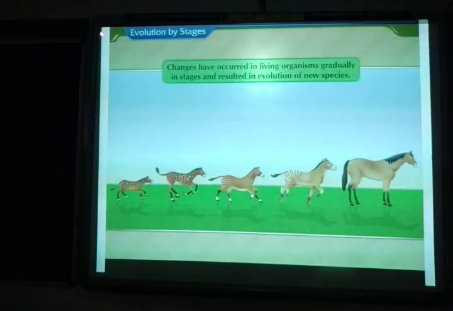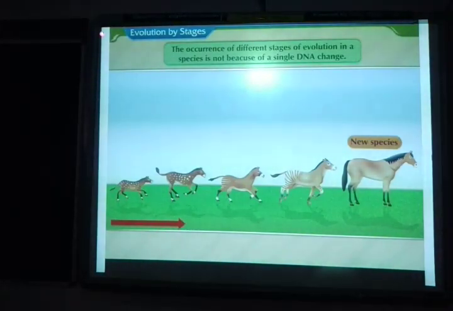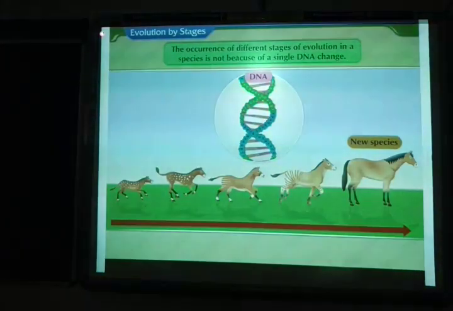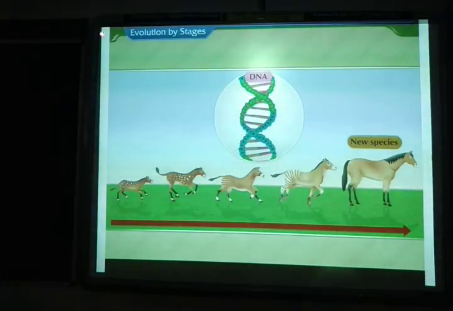These changes have occurred gradually in stages and have resulted in the evolution of a new species. The occurrence of different stages of evolution in a species is not because of a single DNA change. Let us understand this concept with the help of an example of the evolution of eyes and that of feathers in the organisms.